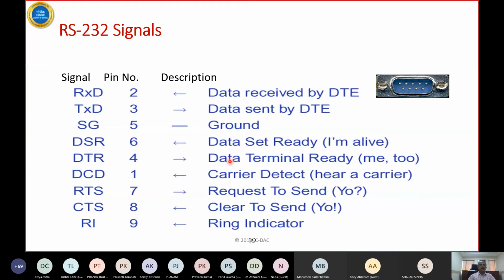So these are the signals. Typically in full duplex, RxD is the receive signal, TXD is the transmit signal, and there is a ground. So voltages on TX and RX are with reference to ground. Now in the old days, the RS-232 was used for connecting modems. Modem is modulator demodulator, which allows the telephone line to be used for sending and receiving data.